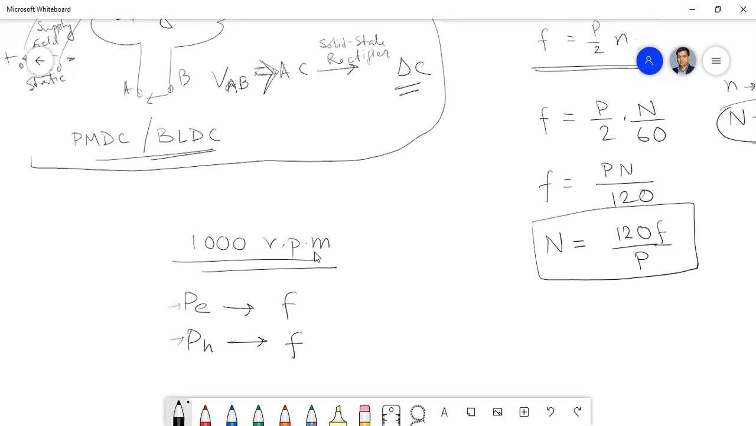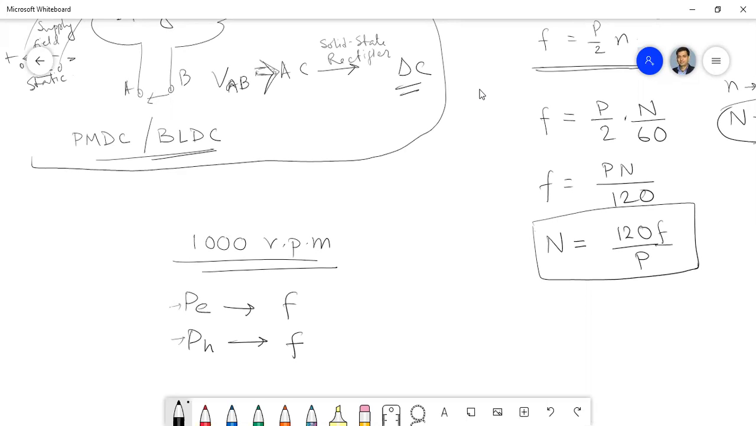Can you find out that? What is the frequency of magnetic reversal, if the DC machine is rotating at 1000 rpm? Sir, from the equation f equals Pn by 120. Correct.